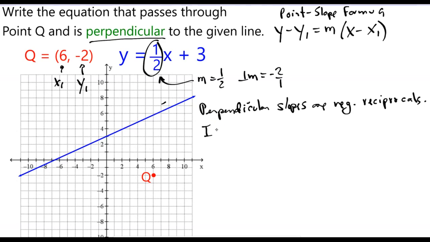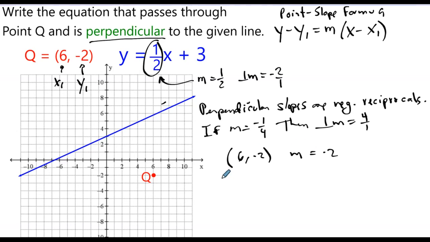Just as an example, if m is equal to negative 1/4, then perpendicular to m is equal to positive 4 over 1. It was negative, and when you take the negative of a negative, it becomes positive. So the perpendicular slope became positive in this case. Now that we have our point, which is 6, negative 2, and our slope, which is negative 2, we can plug into our point slope formula.